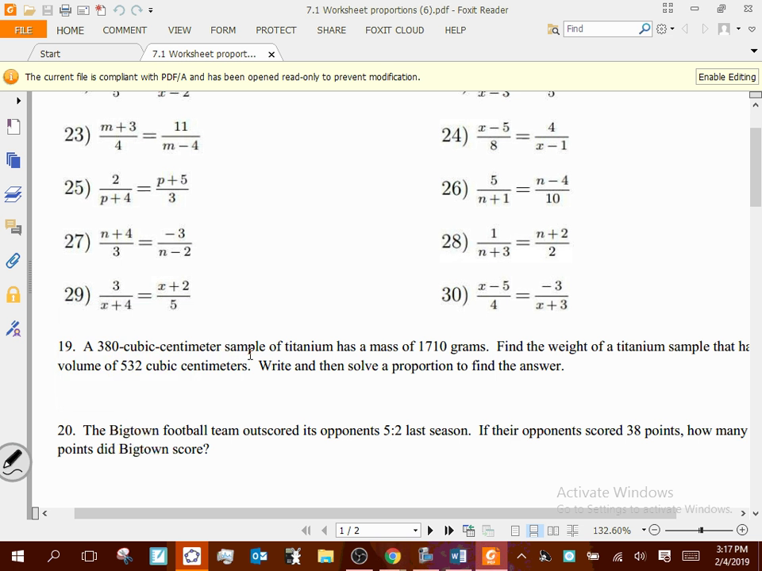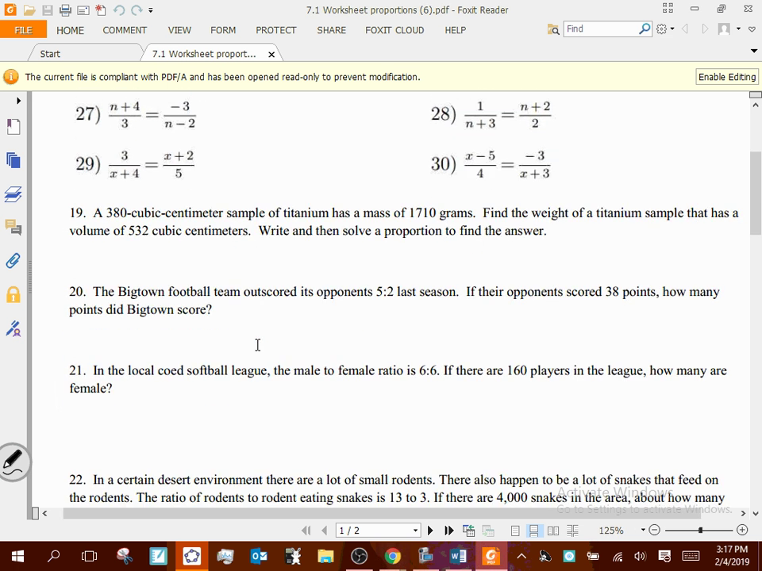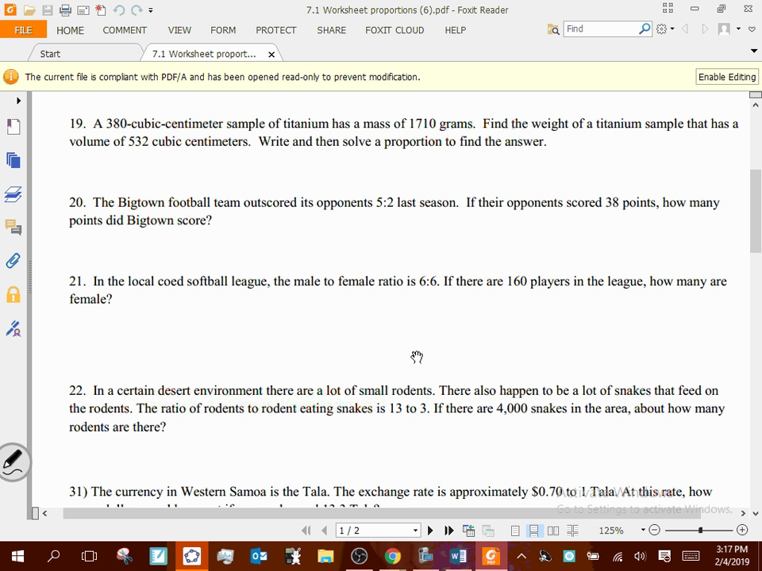All right, we'll go through these story problems that deal with ratios, proportions. First one says a 380 cubic centimeter sample of titanium has a mass of 1710 grams. Find the weight of a titanium sample that has a volume of 532 cubic centimeters. Right, and then solve the proportion to find the answer.